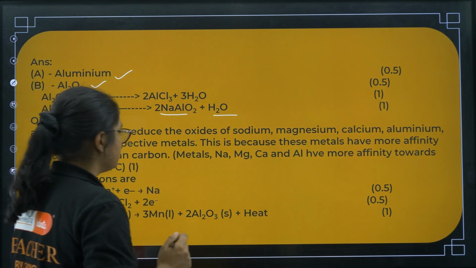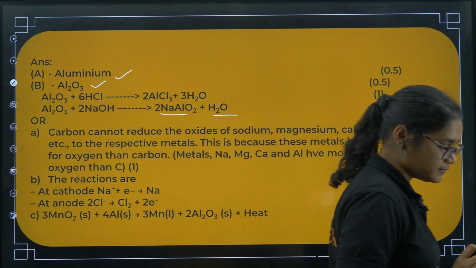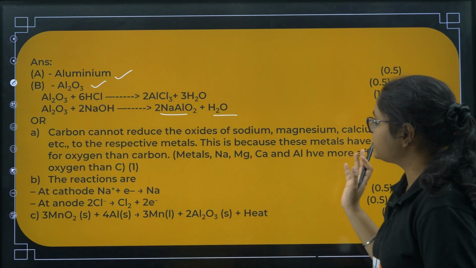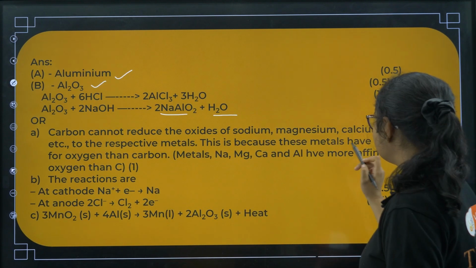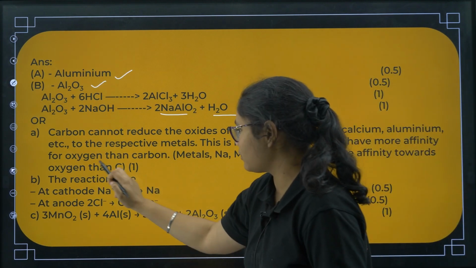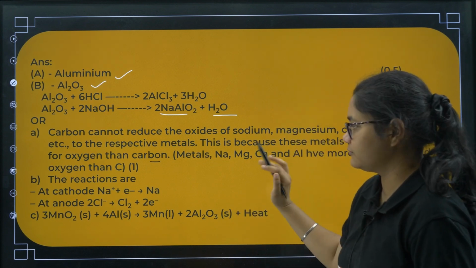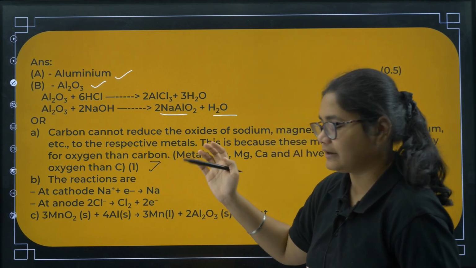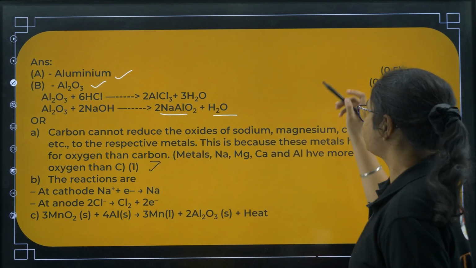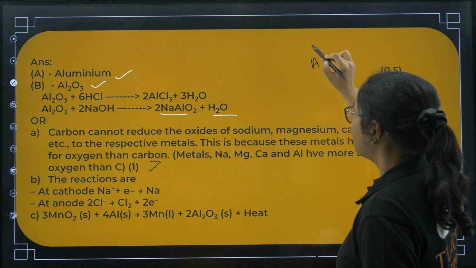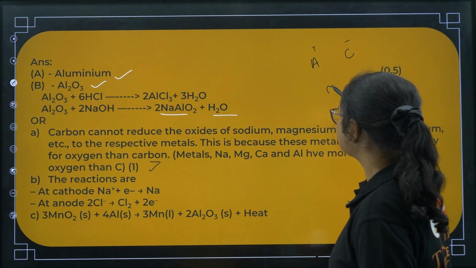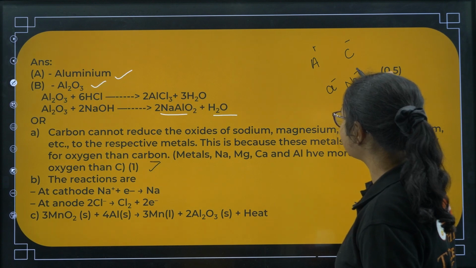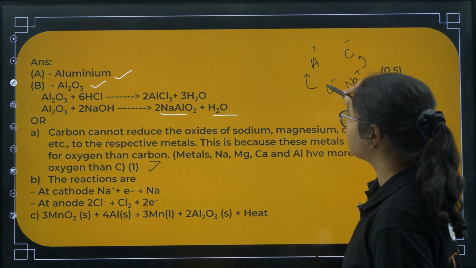Carbon cannot reduce the oxides of sodium, magnesium, calcium, aluminium, etc. to the respective metal. This is because these metals have more affinity for oxygen than carbon. Okay, that's the first thing. Next, you have the reactions at the anode and cathode. You know that the anode is positively charged and the cathode is negatively charged, and what we have is Cl minus and Na plus, right? So this one will go here and this one will go here.